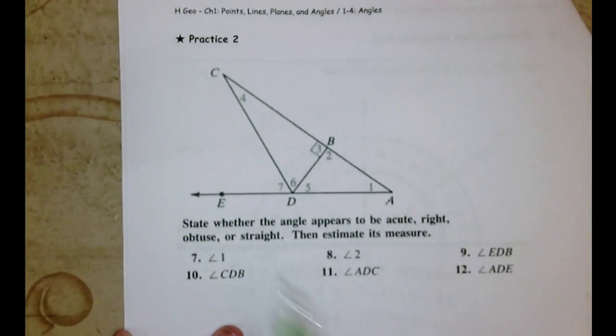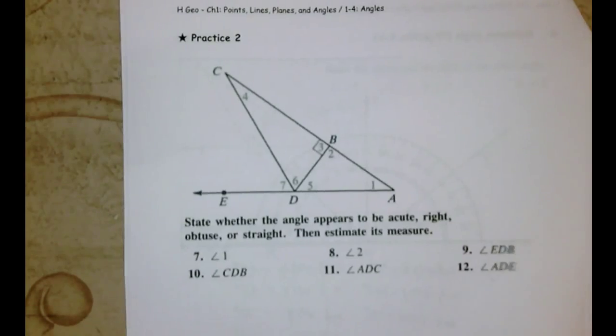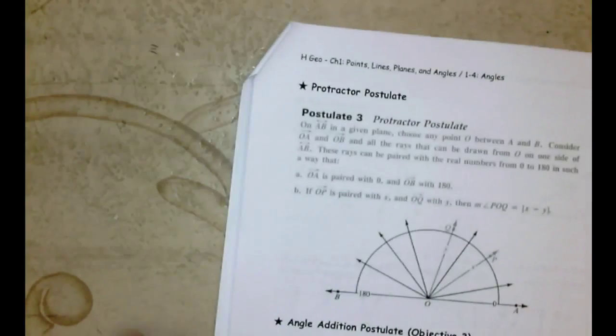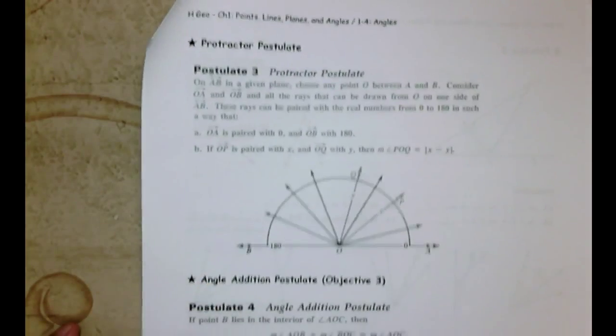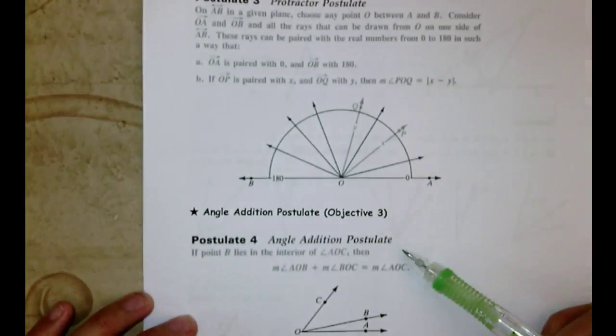Practice 2. State whether the angle appears to be acute, right, obtuse, or straight, then estimate its measure. Okay, you can do this. Okay, and we check tomorrow. Right, protractor postulate. Here's the postulate, number 3 and number 4.